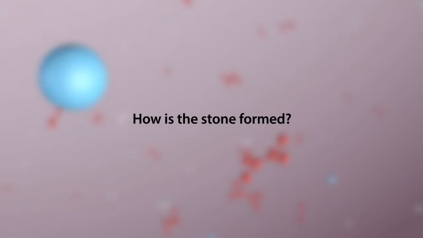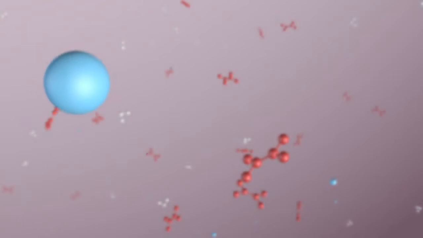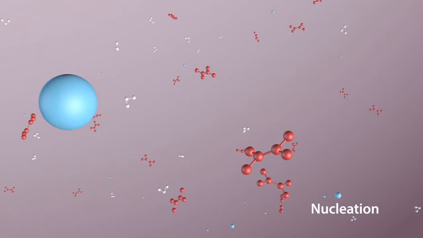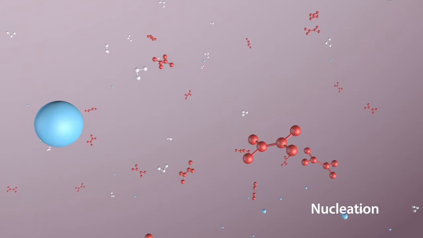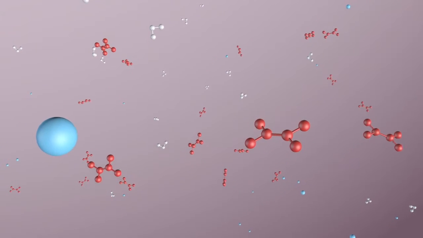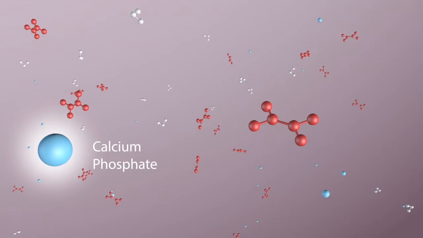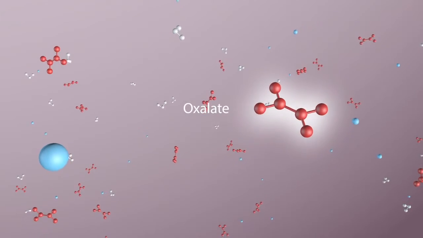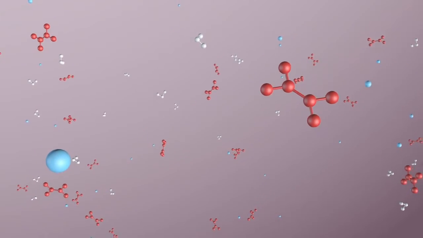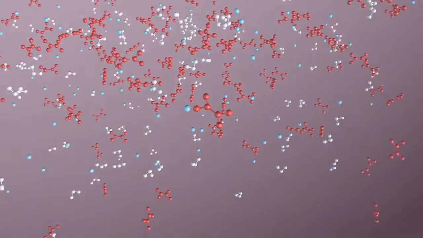How is the stone formed? The first step is nucleation. When the urine becomes supersaturated, meaning that the urine solvent contains more solutes than it can hold in solution, with one or more crystal-forming substances such as calcium, phosphate and oxalate in ionic form, a seed crystal may form through the process of nucleation.